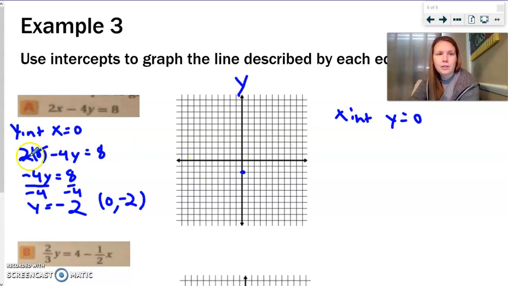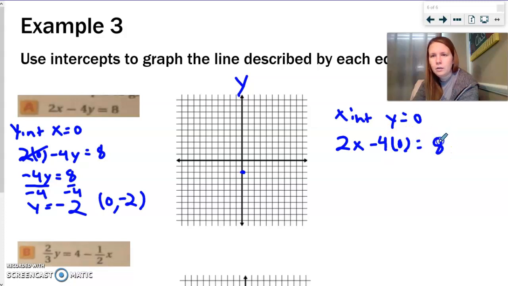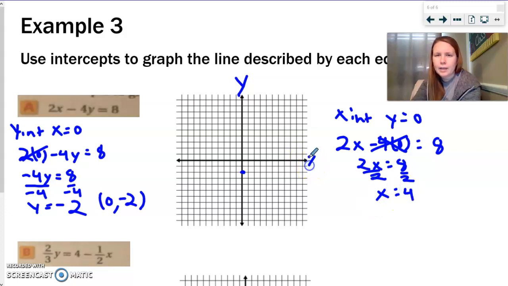So instead of putting in 0 for x, this time I'm going to put a 0 in for y. So 2x minus 4 times 0 equals 8. Well, this makes it 0, so I'm left with 2x equals 8. If I divide out the 2, x then equals 4. So on my x line, I'm going to need a point at 4, or 4, 0. So 1, 2, 3, 4.